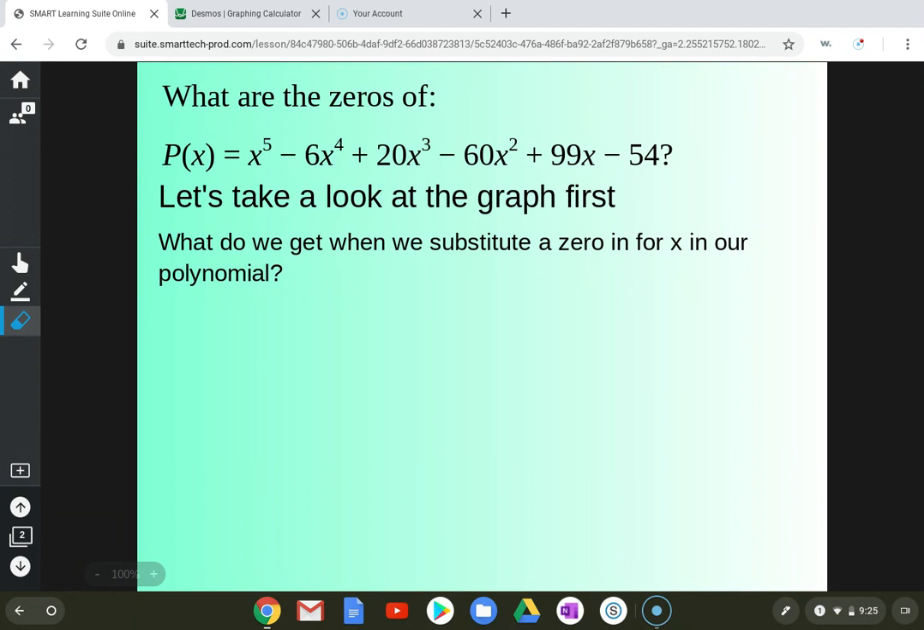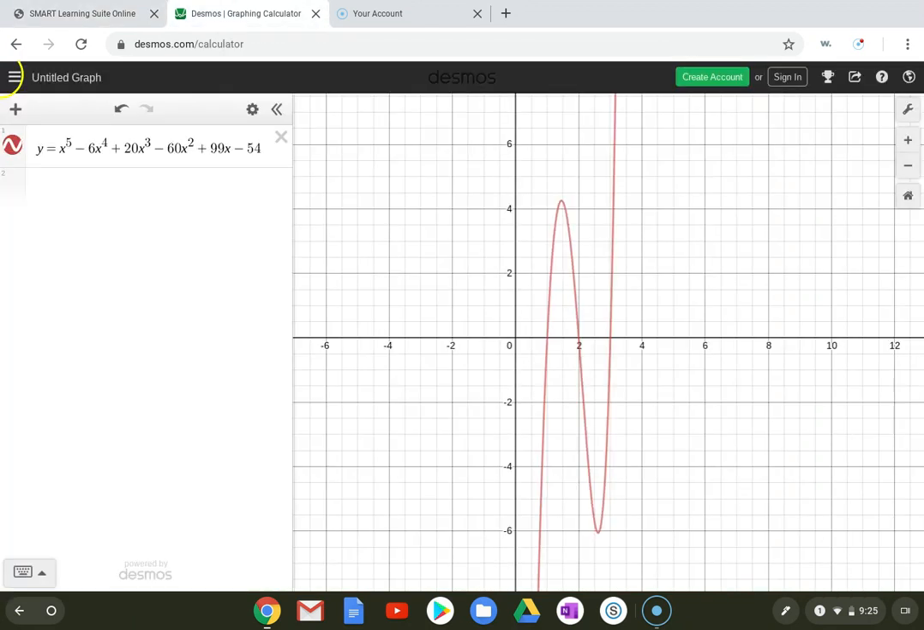So the first thing it instructs us to do is to take a look at the graph, which I've already entered into Desmos. You can type it in Desmos yourself or type it in your graphing calculator and take a look. So if we take a look at the graph, we want the zeros. Zeros are the same thing as x-intercepts on the graph. So we've got an x-intercept at 1, 2, and 3. So we have zeros at x equals 1, x equals 2, and x equals 3.